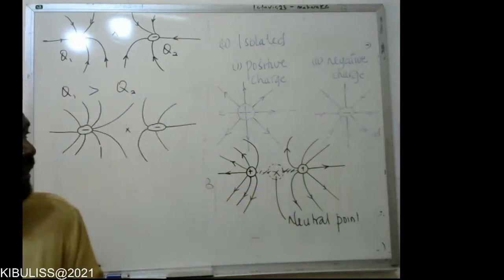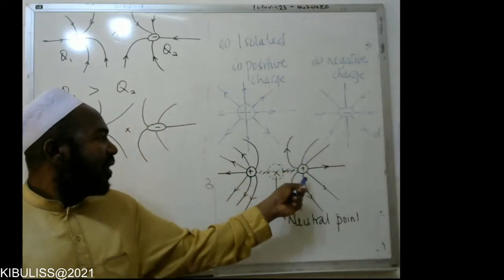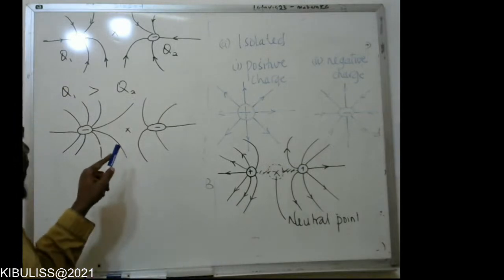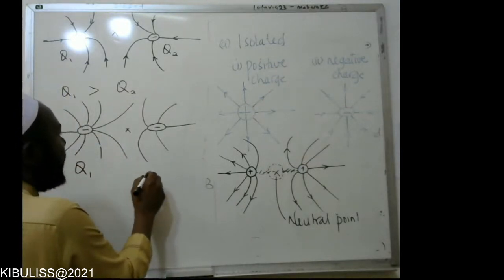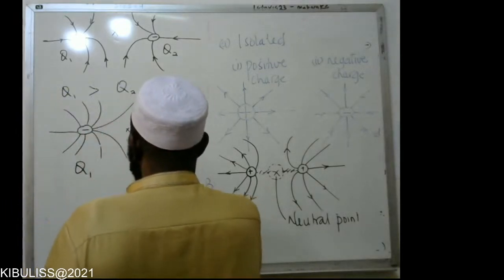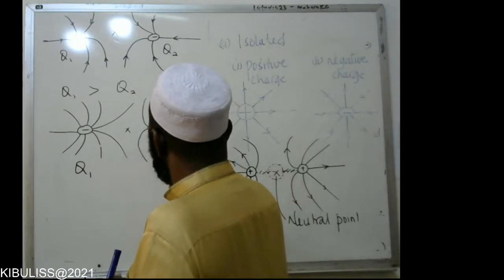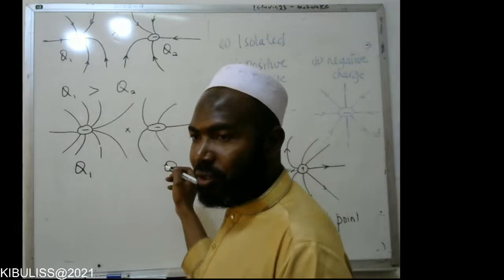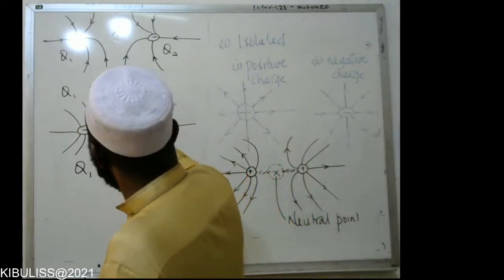Are you noting that? Here, the position of the neutral point was in the middle because they had the same number of field lines and therefore the same charges. But if Q1 is greater than Q2, the position of the neutral point will drift towards the charge with less quantity of charge. So the position of the neutral point will change, and the direction will be maintained.